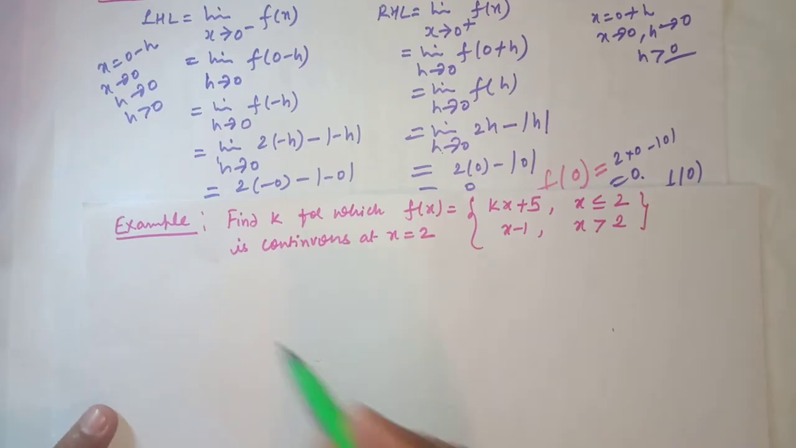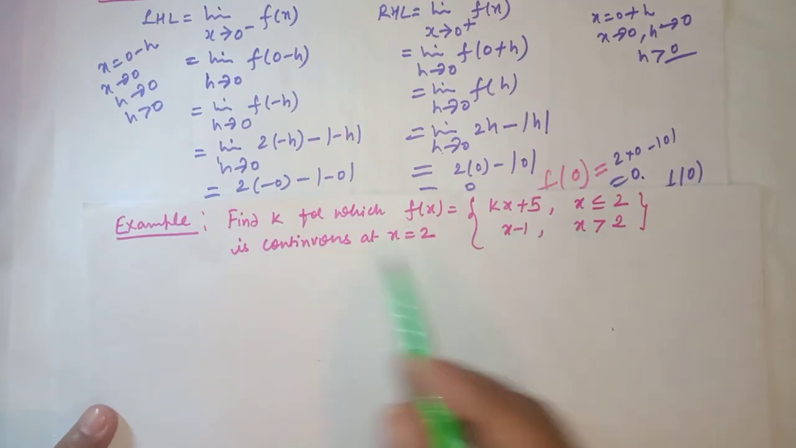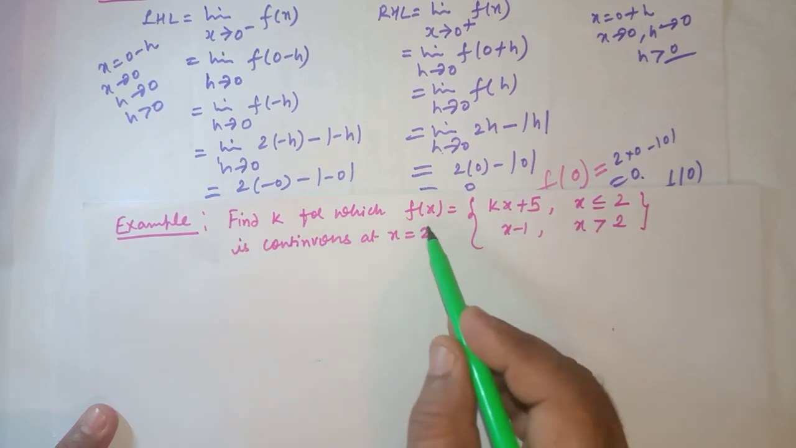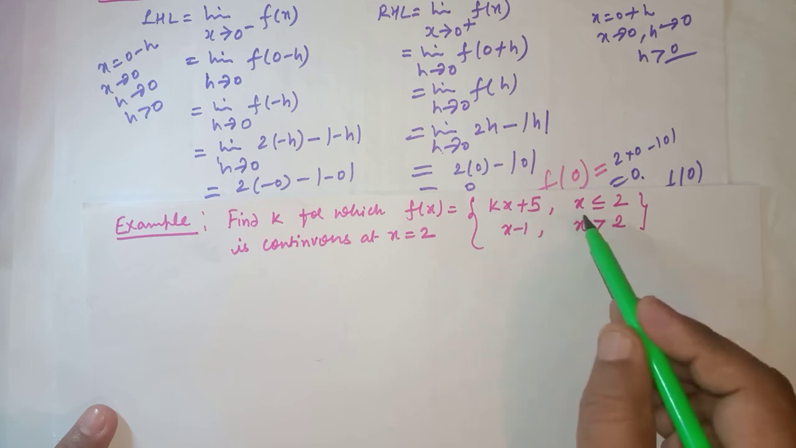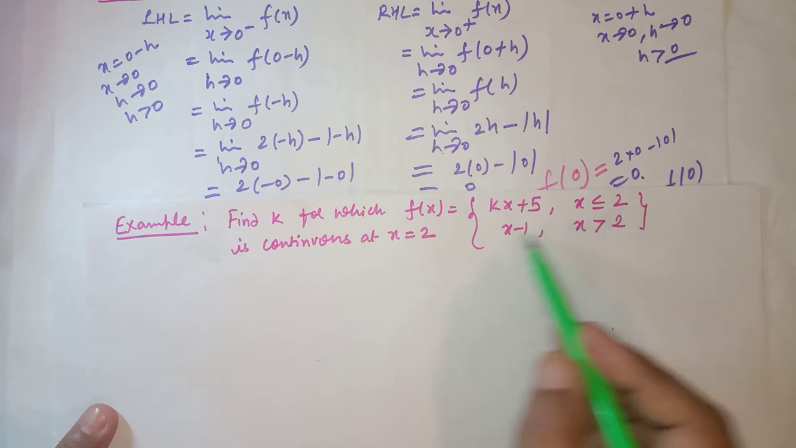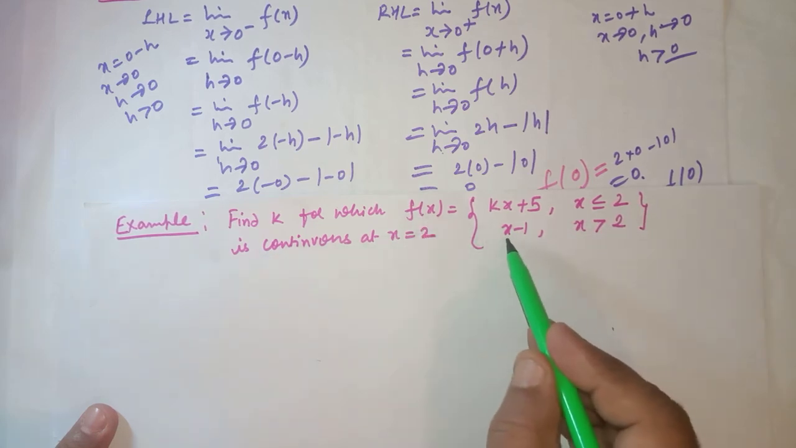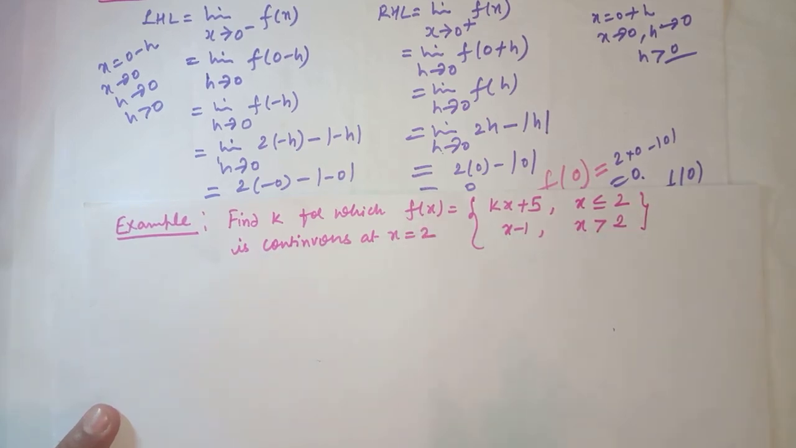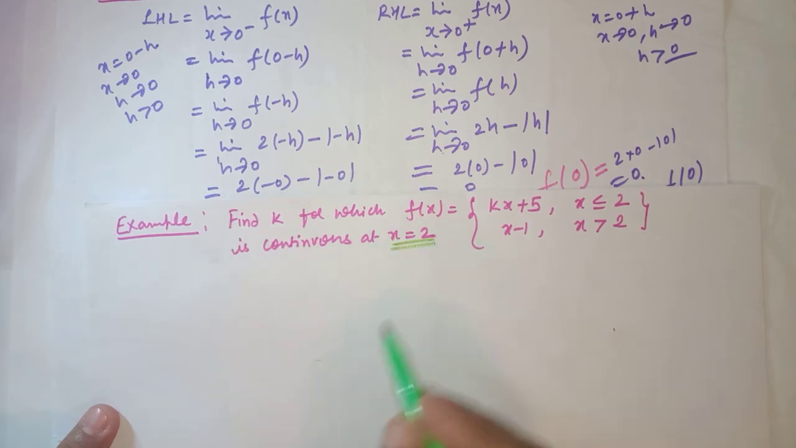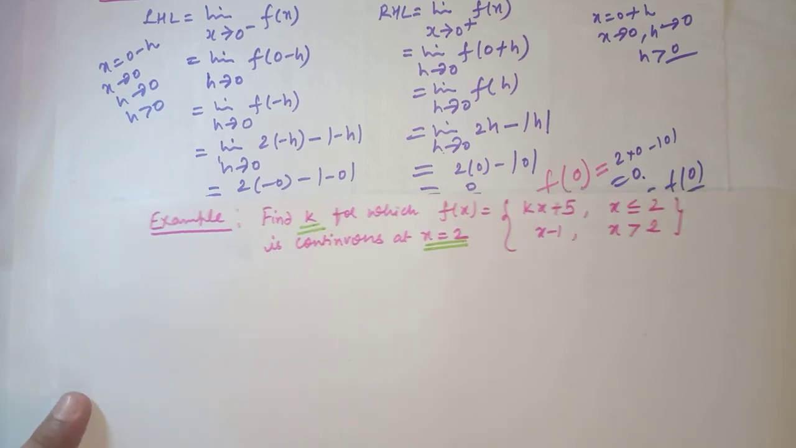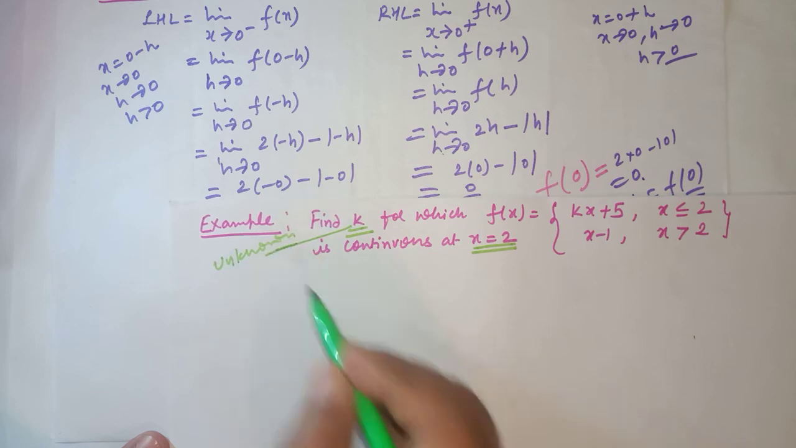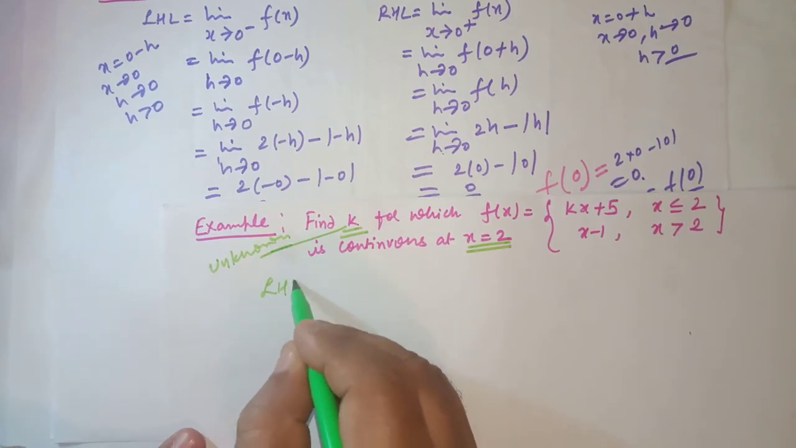So viewers, let us take the last example of today's lecture, that is, find k for which f(x) is equal to kx plus 5 for x less than or equal to 2 and f(x) is equal to x minus 1 for x greater than 2. So this function is given to be continuous at x is equal to 2, and we have to find this unknown value k. So k is the unknown. Clear?